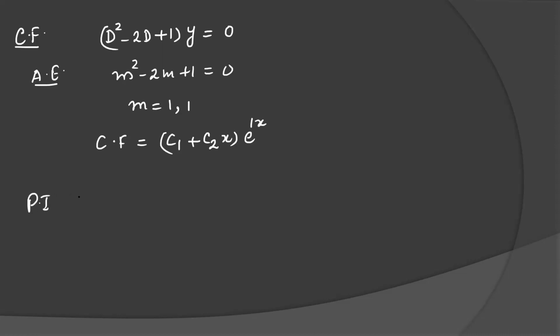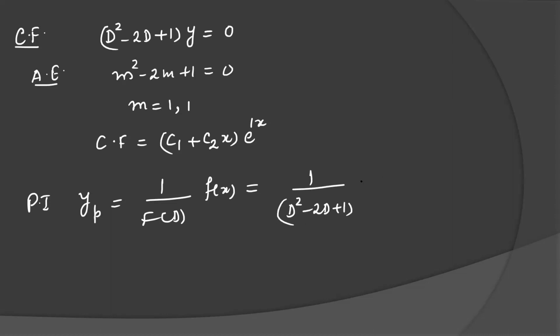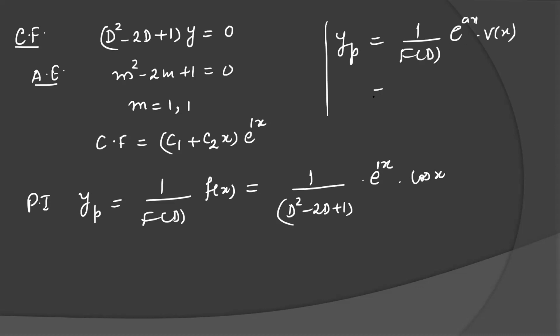For the particular integral yp, I told you it will be 1 over capital F(D) into f(x). Capital F(D) is D squared minus 2D plus 1. f(x) is e to the power x into cos x. So we will recall the result: if you are interested in the particular integral of 1 over F(D) into e to the power ax into V(x), it is e to the power ax into 1 over F(D plus a) into V(x). So we compare here: a is 1, V(x) is cos x.